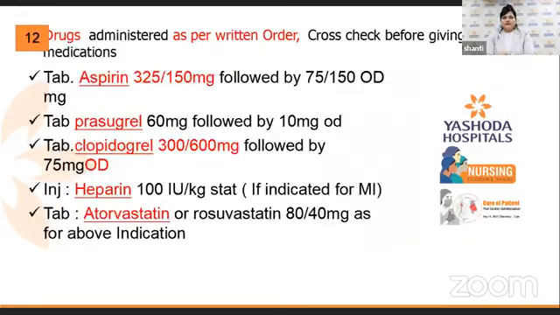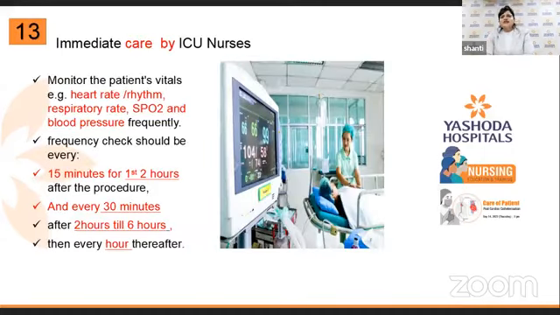Next, drugs are to be administered as per written order. Cross-check before giving the medications because they are high-risk medications such as ecosprin, prasugrel, clopidogrel, heparin, and atorvastatin. One should always cross-check and only then administer. Nursing in-charges should be especially cautious when administering unfractionated heparin, which comes in 25,000 international units and 5,000 international units as well. One must ensure that we have a cross-check policy in place.